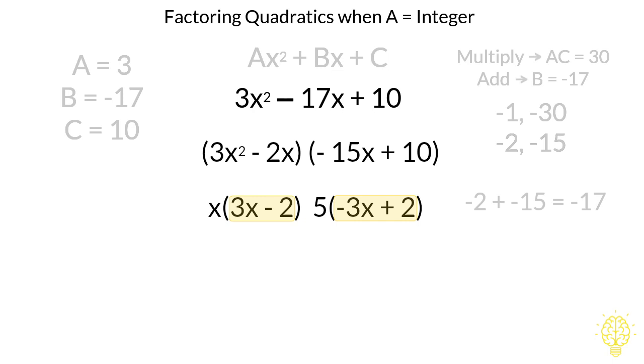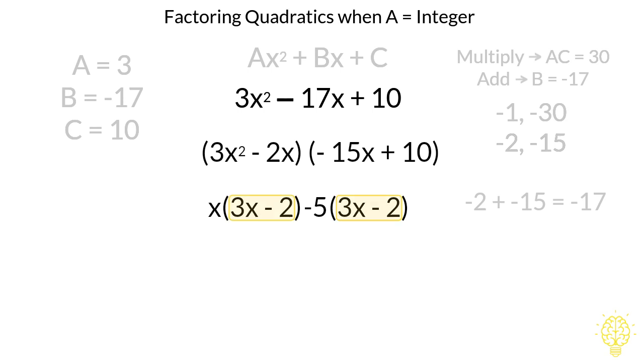Do they match exactly? Not quite. They're almost the same, but the negatives are a little messed up. Let's factor out a negative 5 from this group instead of the positive 5, and we'll see how that changes things. When we factor out a negative 5, the terms left over inside the parentheses are positive 3x and negative 2. That's because negative 5 times 3x equals negative 15x, and negative 5 times negative 2 equals positive 10.